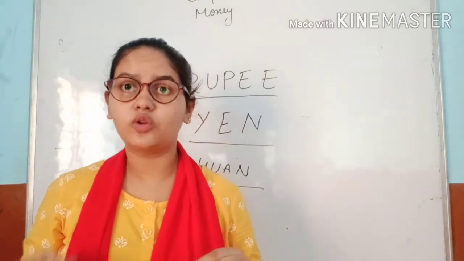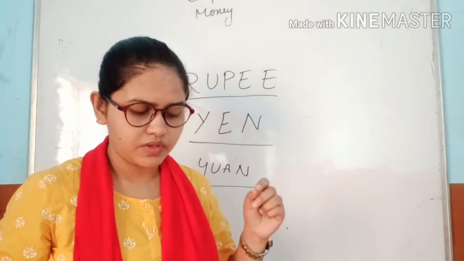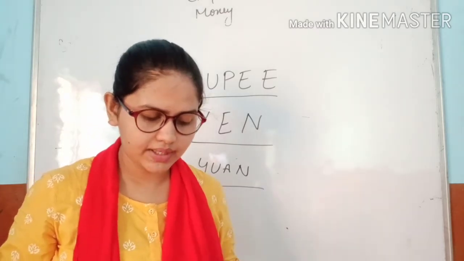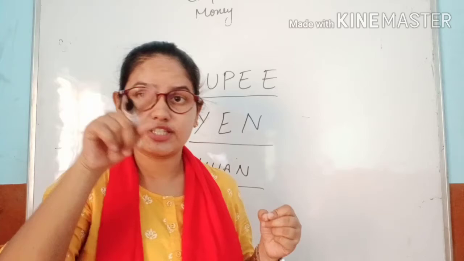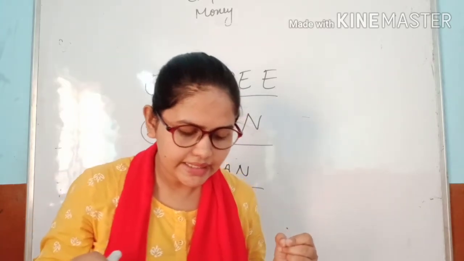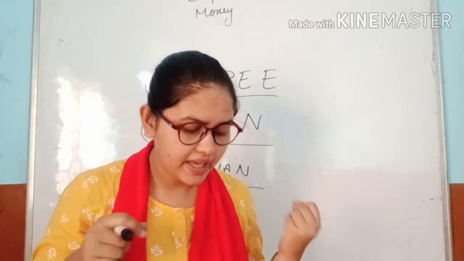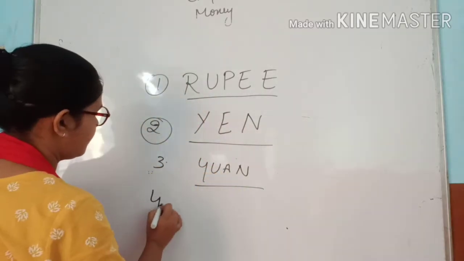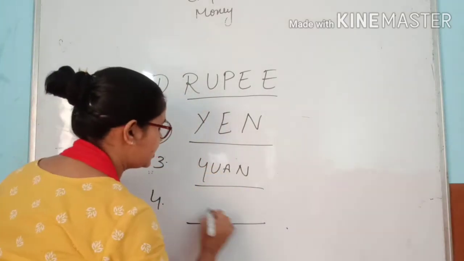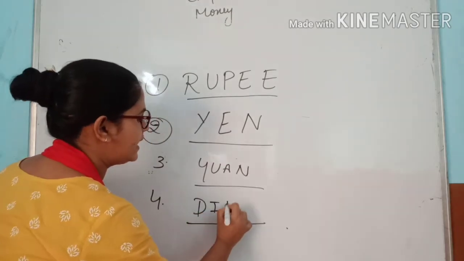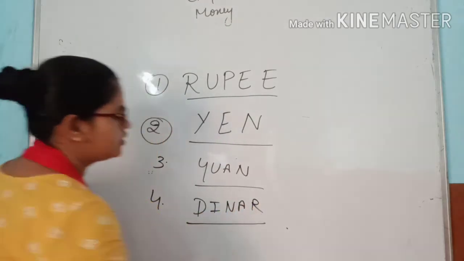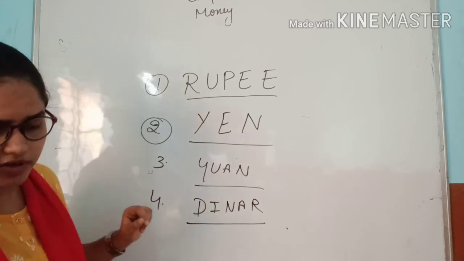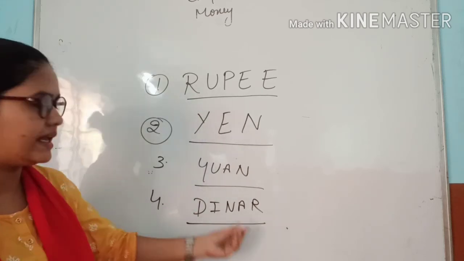Now we are going to find out the Kuwait currency. In Kuwait, I am called dash. The jumbled letters are R-I-A-D-A-D-A-D-N. It's the currency of Kuwait. Correct the jumbled word: Dinar, D-I-N-A-R.